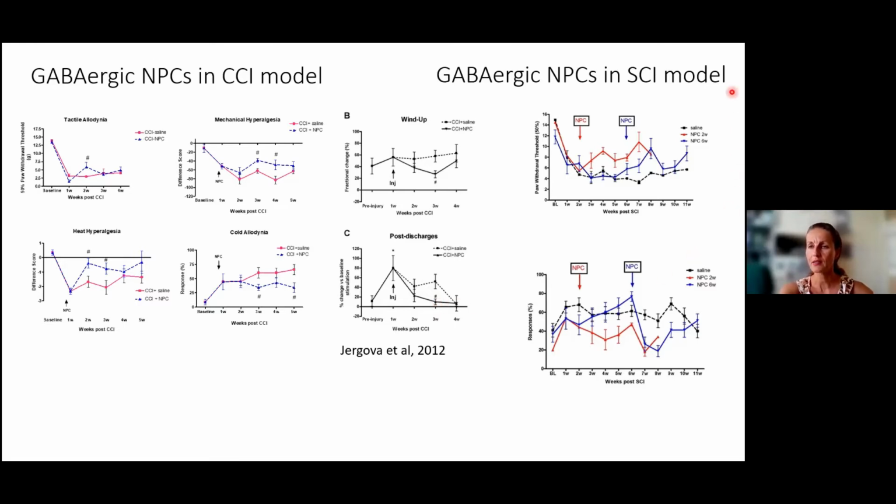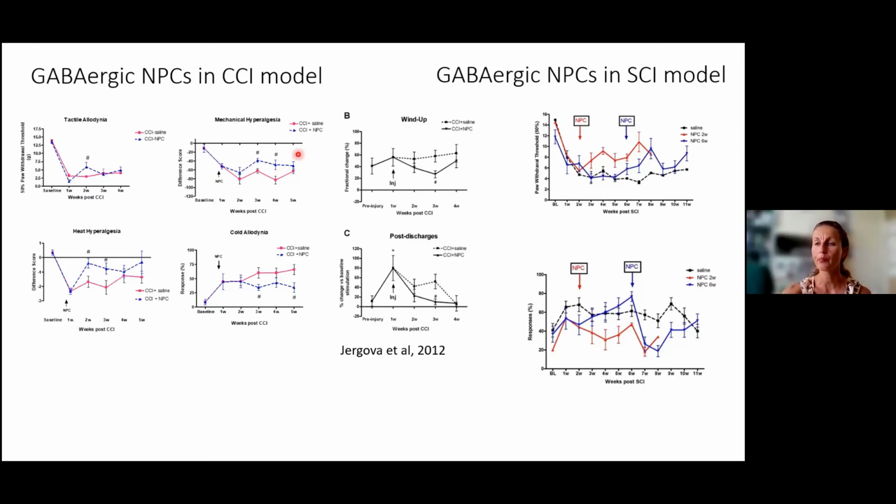We assessed similarly the effect of the GABAergic cells in a spinal cord injury model. Those animals with the graft are in the red and blue. You can see after the transplantation of those cells, either early post-injury, 2 weeks, or in the more chronic stages, 4 or 5 weeks post-injury, or six, we got the effect for a couple of weeks, but then the effect slowly declined in both cases, in the early and the more chronic injection. Similarly, in the model of CCI, we got the effect for a couple of weeks, but then the effect slowly declined.